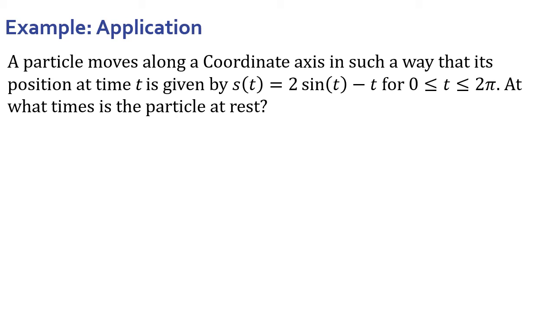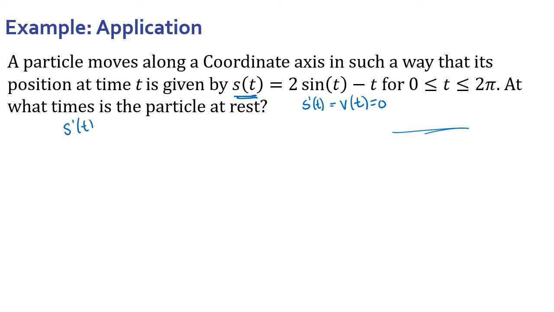So to figure out when the particle is at rest, that just means the particle's not moving, right? This doesn't say movement, that just says where the particle is in position. But the velocity does say if a particle is moving. If the velocity is 0, that means the speed of that object is 0, which means it's not moving. So I want to figure out when that velocity is going to equal 0. Well, the velocity function can be found by taking the first derivative of the position function. So let's find the first derivative of that position function.